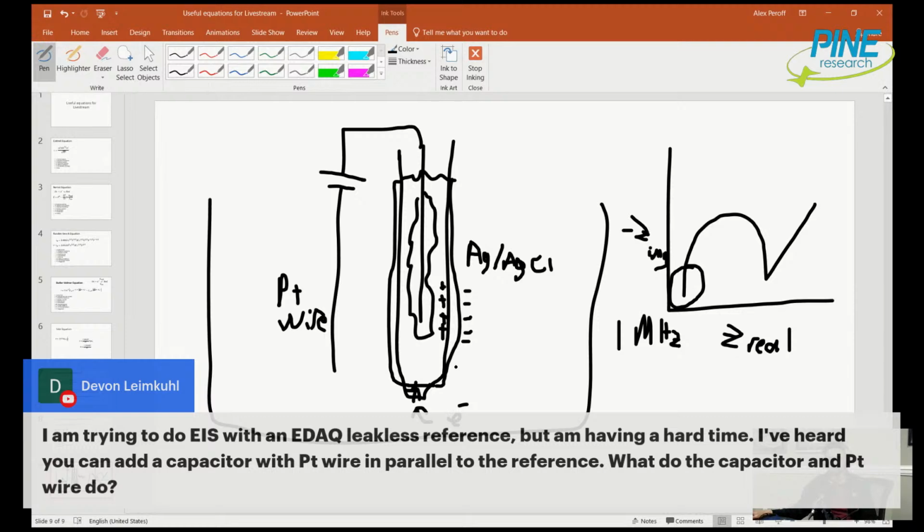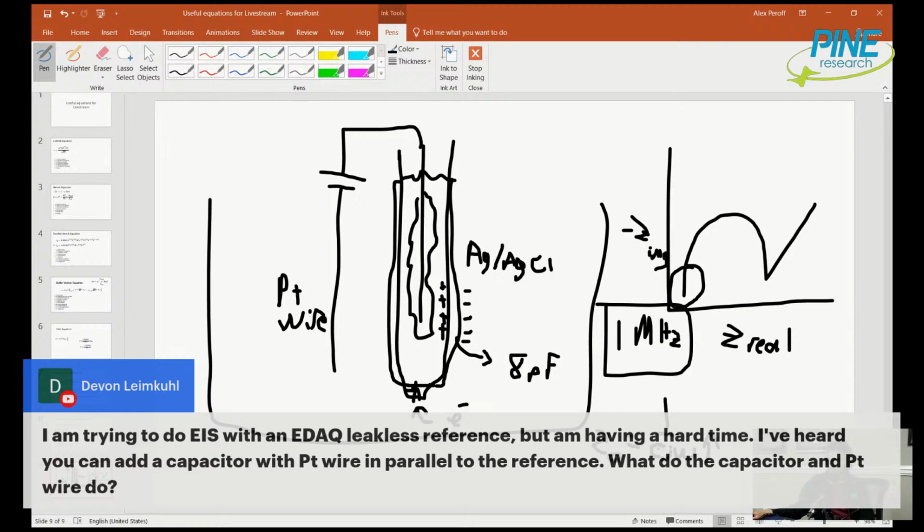So whether your leakless electrode is plastic or glass, it's a dielectric. It's non-conducting. That in and of itself is a capacitor. And it typically is in the range of 8 picofarads. So what happens is at very high frequencies, and let's just remember the impedance of a capacitor is equal to 1 over C J omega. That is to say that if the capacitance increases, the impedance decreases. As the frequency increases, the impedance decreases.